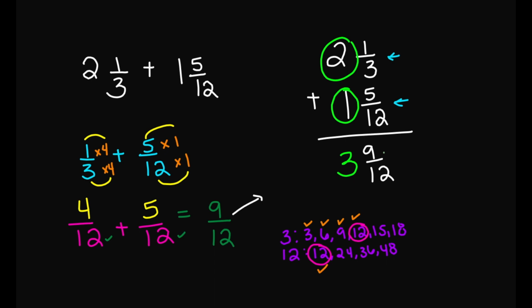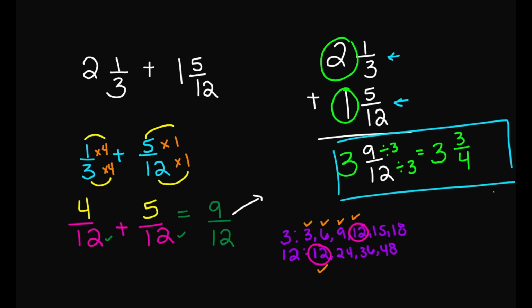And if I look at my 9/12, I can simplify because I know the number 3 goes into both. So let's go ahead and simplify our answer. So we're going to get 3 and 3/4 because 9 divided by 3 is going to equal 3, and then 12 divided by 3 is going to equal 4. So this is your final answer here.